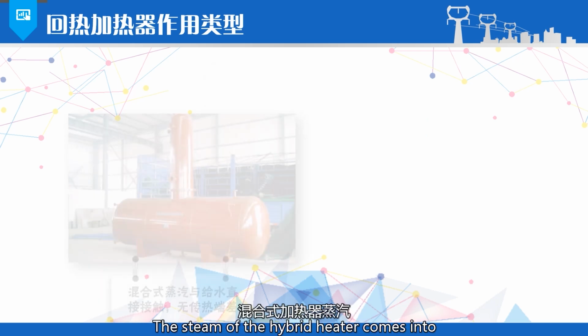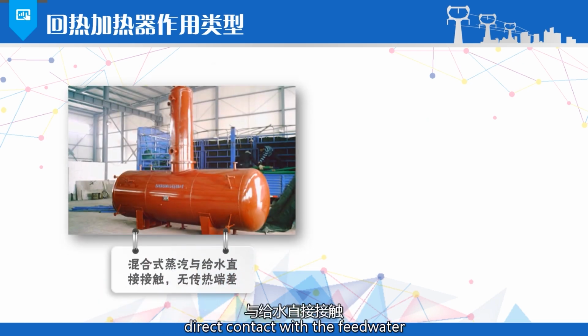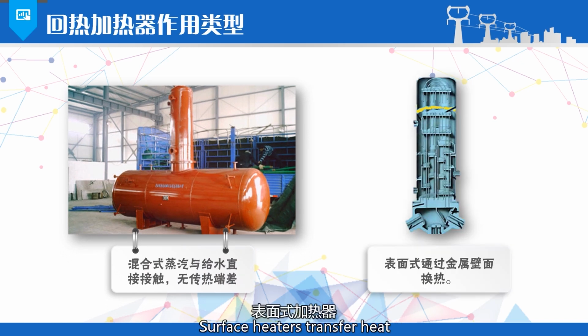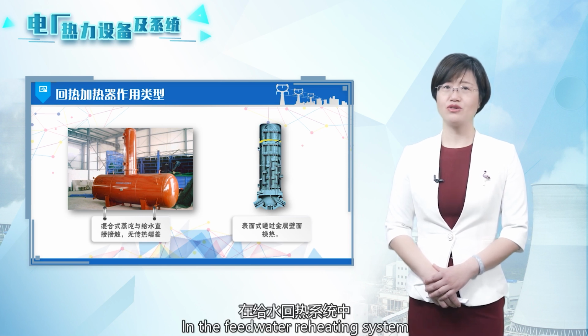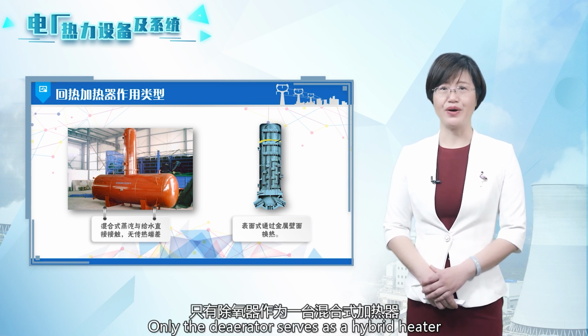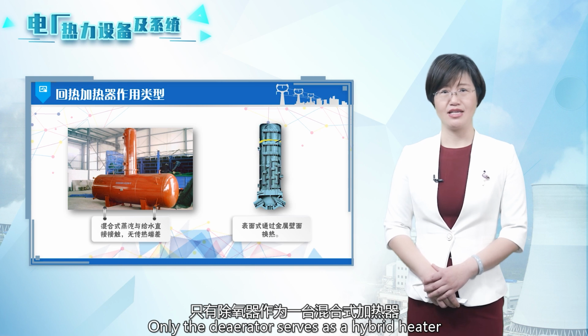The steam of the hybrid heater comes into direct contact with the feed water, so there is no heat transfer difference. Surface heaters transfer heat through metal walls. In the feed water regenerative system, only the deaerator serves as a hybrid heater.